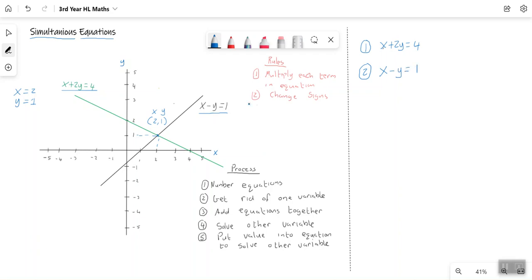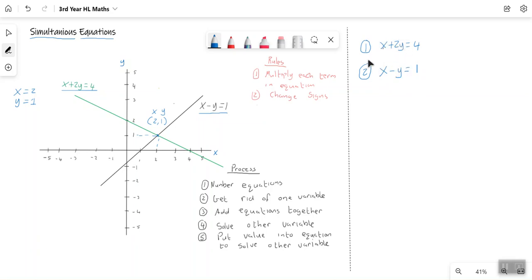Now notice the difference between this equation and the last linear equation that we solved. This equation has two variable values, so you have x and you have y. So you can't solve this equation on its own. You need another equation with it in order to be able to cancel out one of the variables, either the x variable or the y variable.